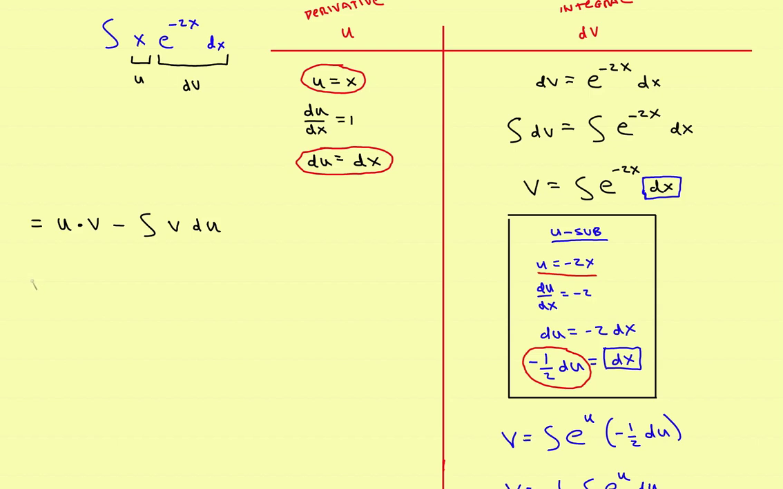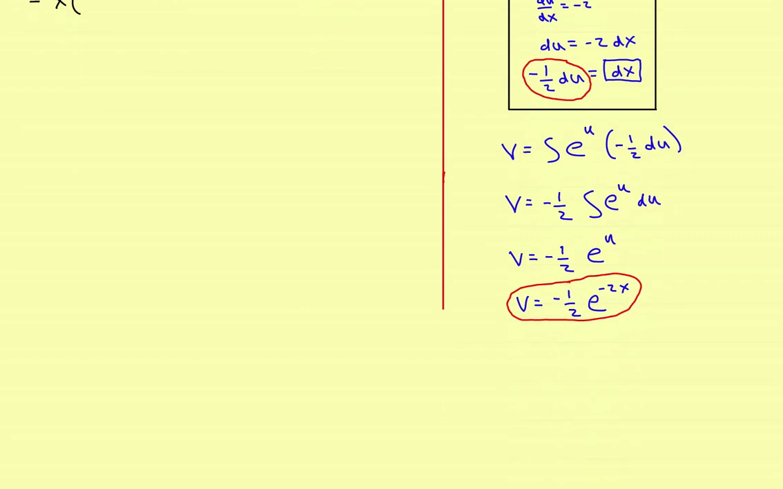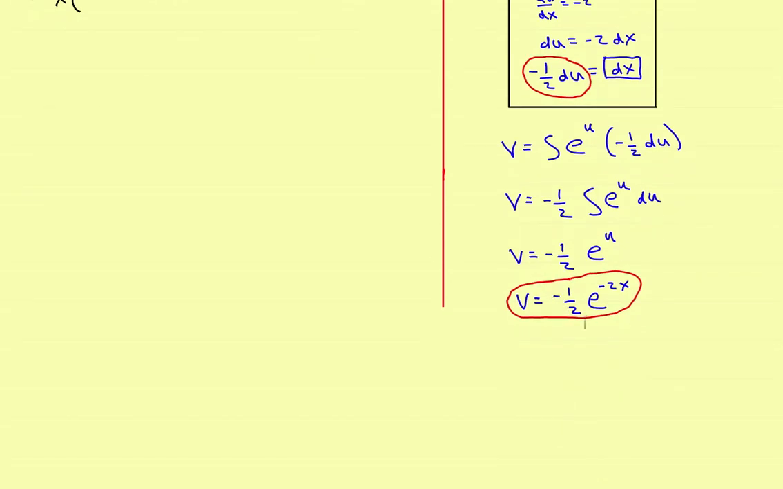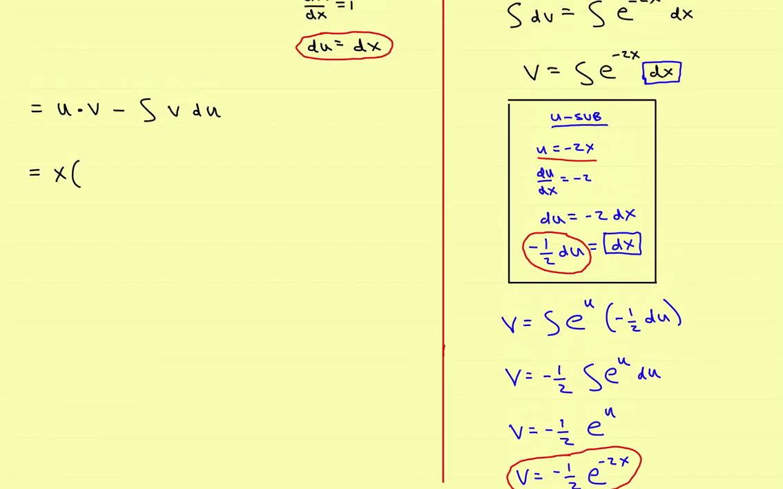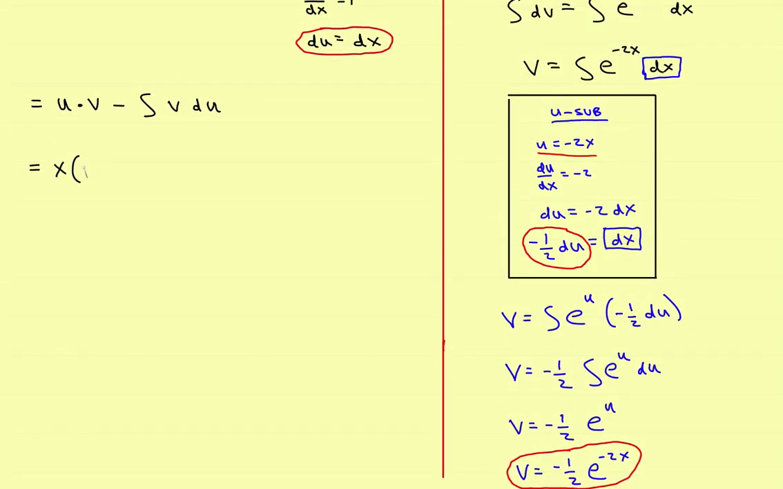Okay, so plug in what you got. U is equal to x, so you can put an x right here, times v, and go down to the bottom of this column. v is equal to minus 1/2 e to the negative 2x. So put that in. So v is equal to minus 1/2 e to the negative 2x.